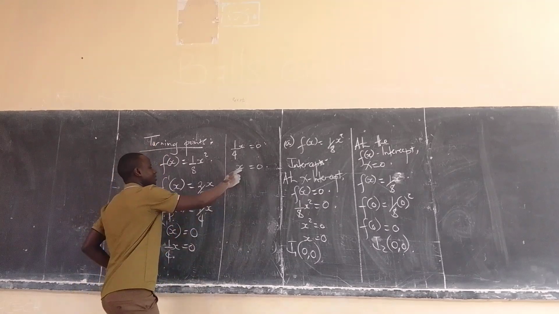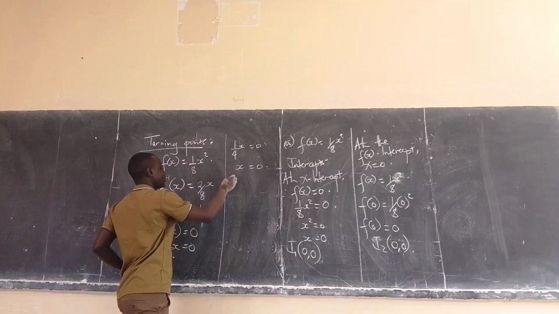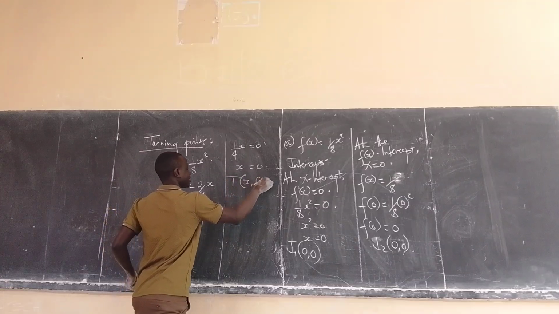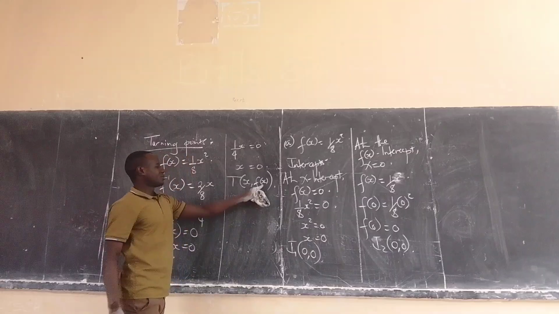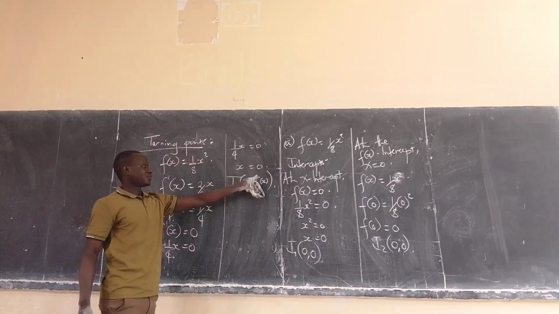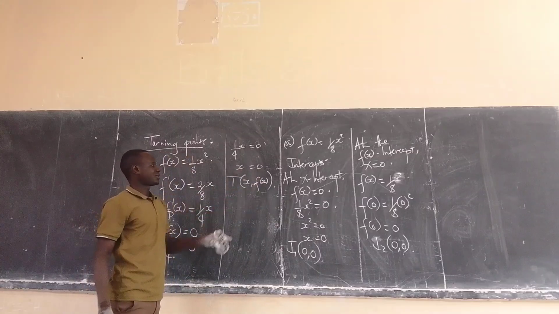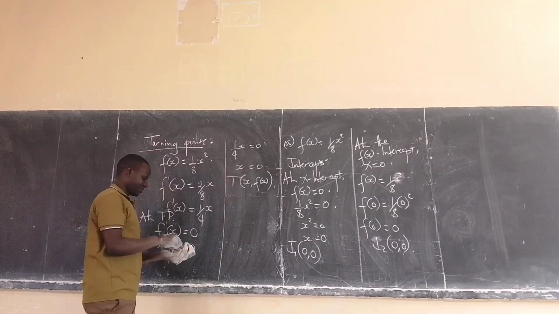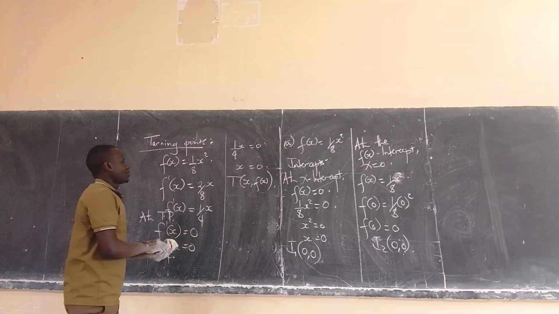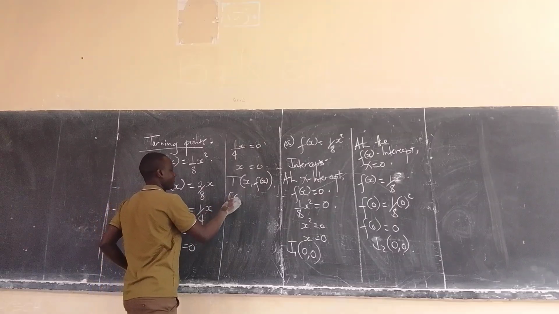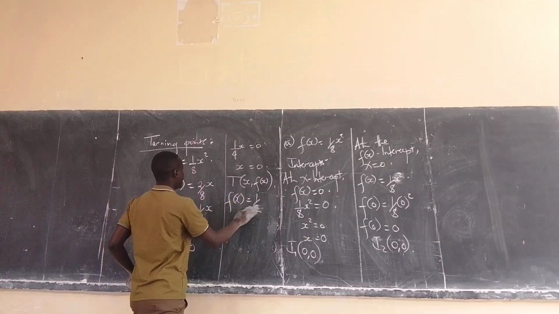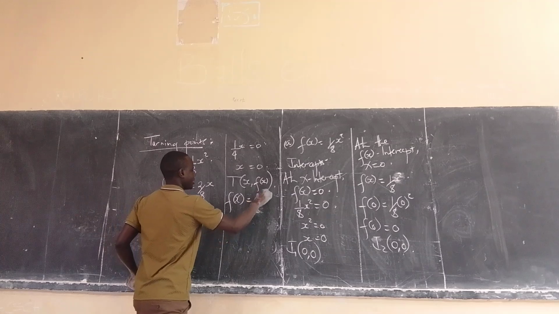Now to get the y coordinate of the turning point, because the turning point is x, comma f of x, you substitute x in f of x. After using the first derivative, you get x. So my f of x, which is not a quarter, is 1/8 x squared.